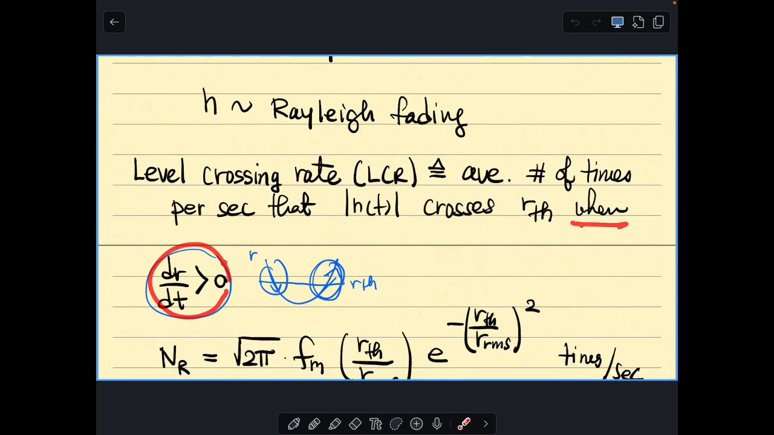When dr/dt is bigger than 0. So what is dr over dt? Anyone know? It's the derivative. You differentiate r with respect to t. When you differentiate, what do you get? The slope. So we're going to take a look at when the slope is bigger than zero.